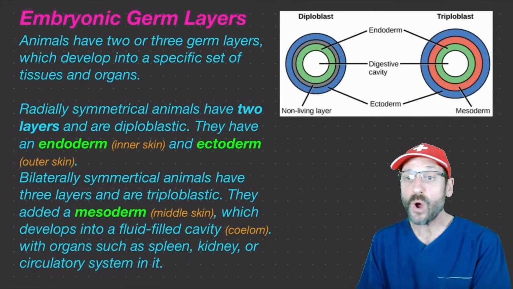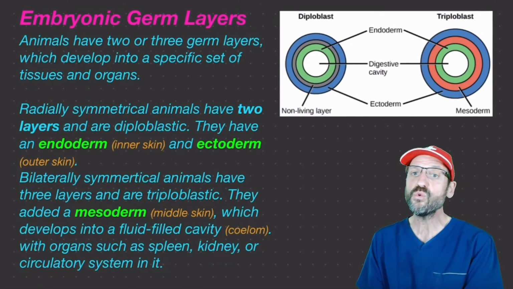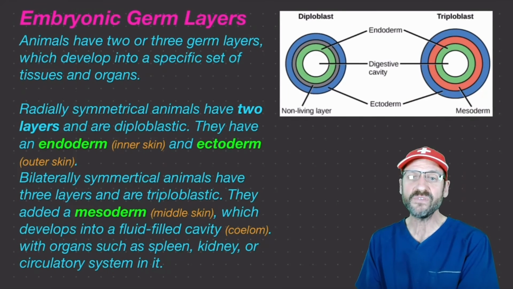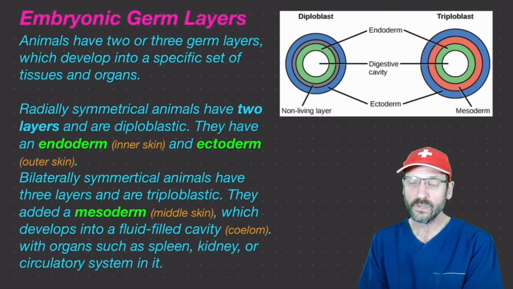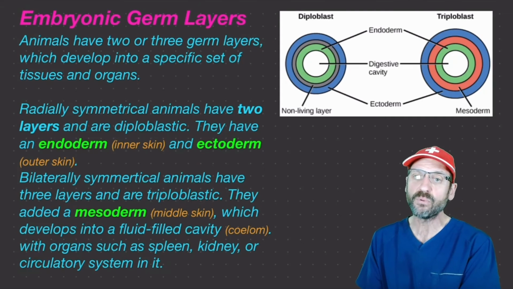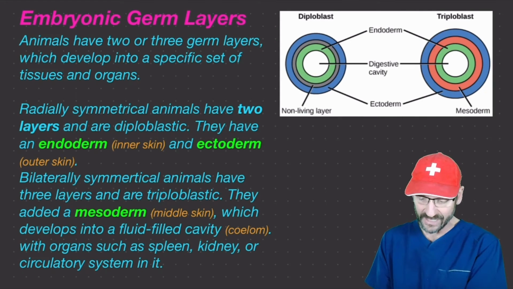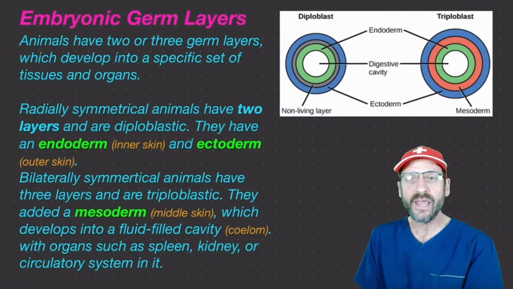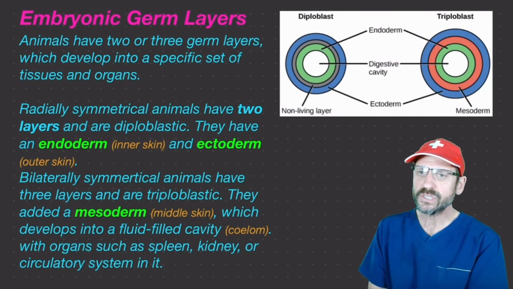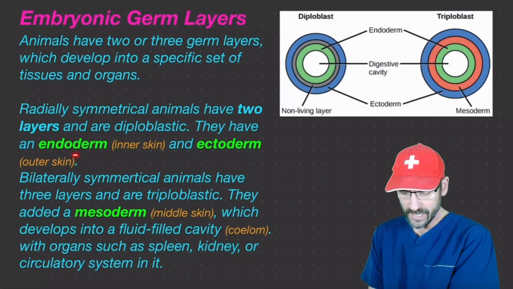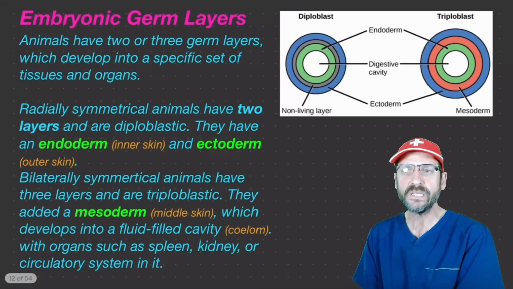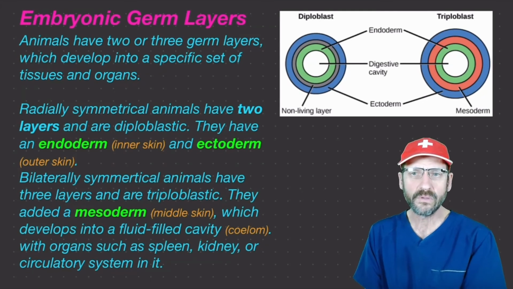And then we've got the embryonic germ layers. Animals have 2 or 3 of those germ layers. And then these layers develop into specific sets of tissues and organs. Radially symmetrical animals have 2 layers and are known as diploblastic. Diplo means 2. They have an endoderm, and that means inner skin. Derm means skin, and endo means inside. And they also have an ectoderm, and ecto means on the outside, so that means outer skin.